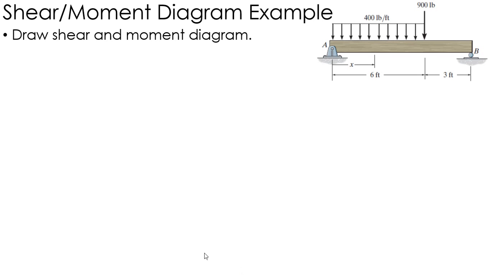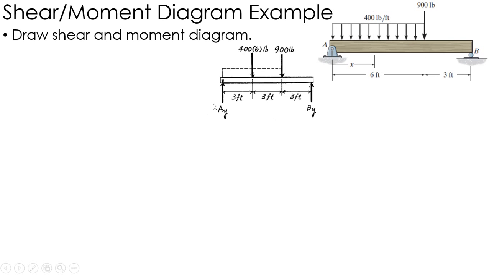Okay, in this problem, I want to find the shear and bending moment diagram of the following loading on this beam. So the first thing I need to do, again, is find those reactions. So I draw a free-body diagram of the entire system. I need to find AY and BY. I've got the 900 force, and then the distributed load, which is 400 times 6, acting at the midpoint, which is 3 feet away from A.